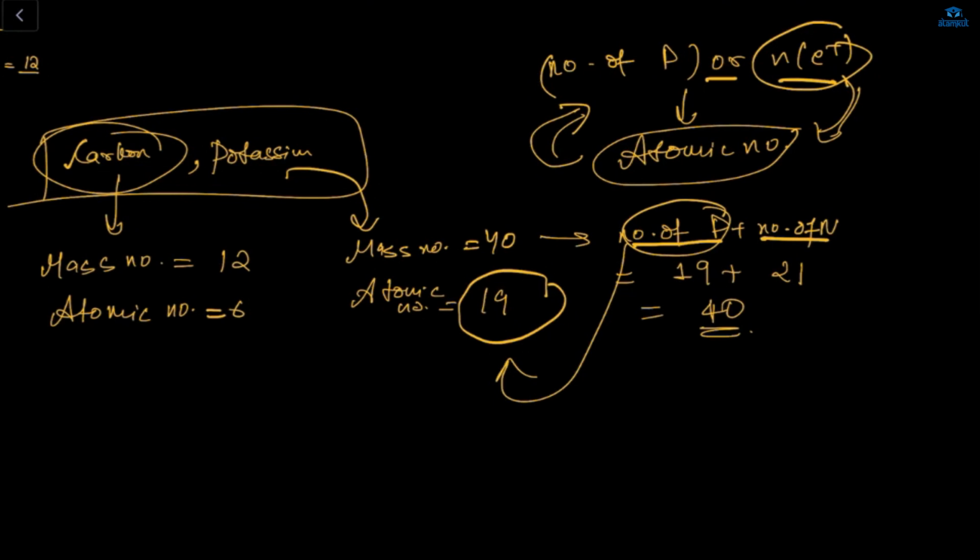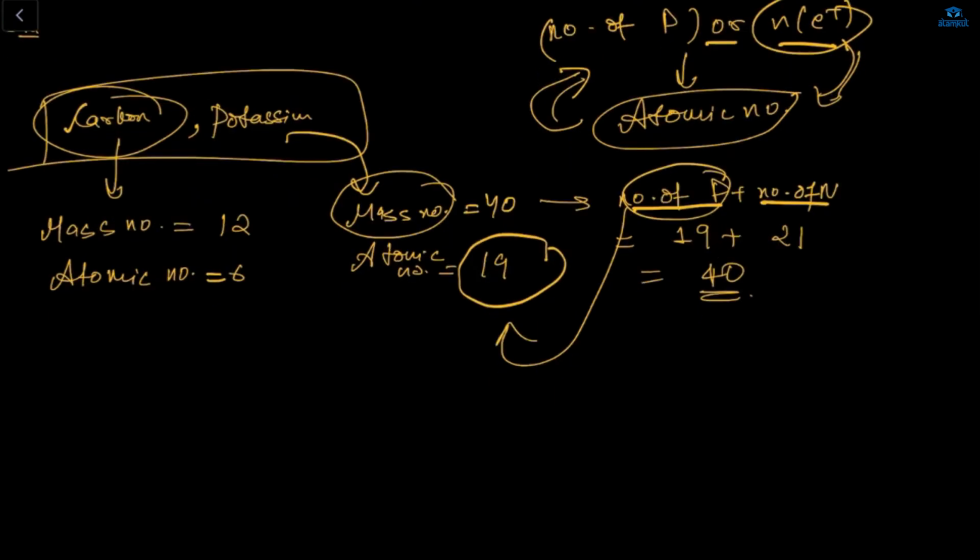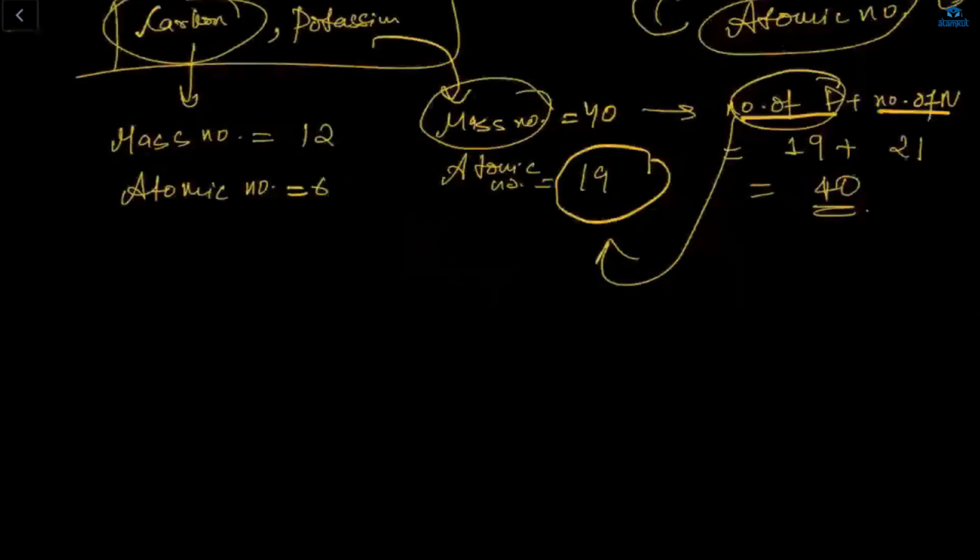Okay. So if you find the mass number, then it is easy for you to find the atomic number, because the number of protons is nothing but your atomic number only. And what about carbon? Carbon: number of protons plus number of neutrons is 6 plus 6. So it is what? 12.